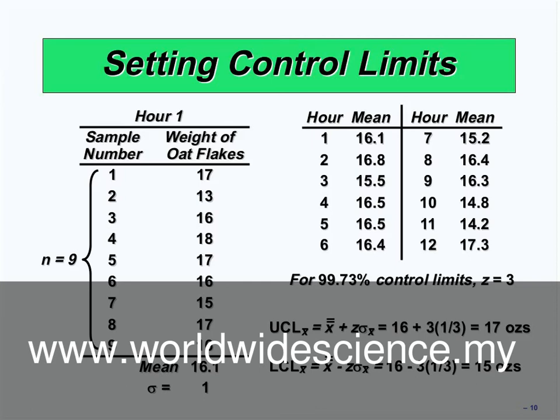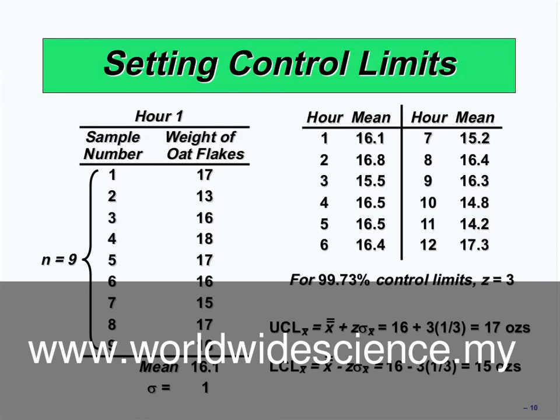Hour 2, the mean was 16.8. Hour 3, the mean was 15.5. Hour 4, the mean was 16.5, until hour 12. As I told you, operation managers should select samples to check whether the process is under control or not.